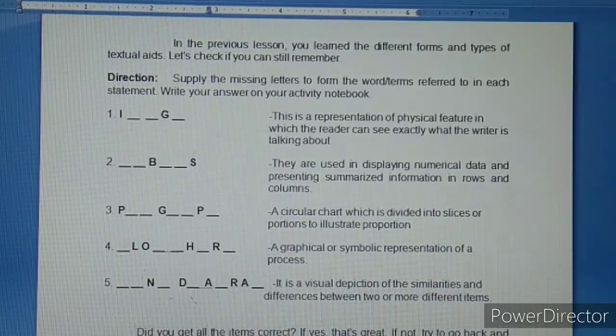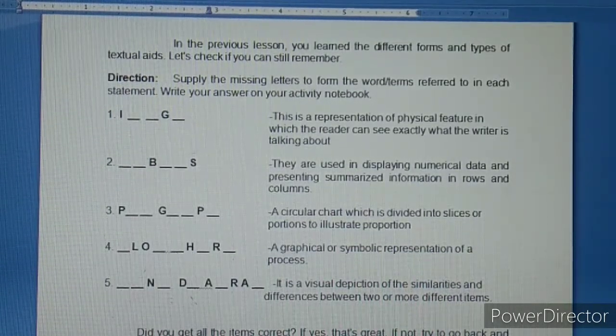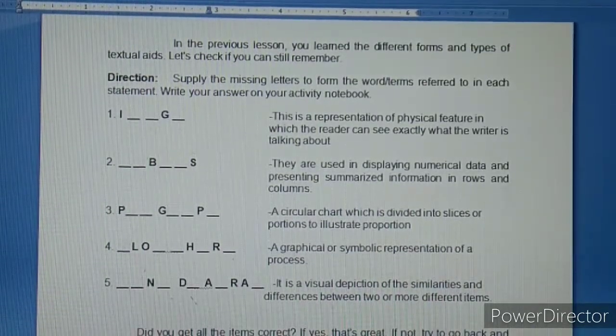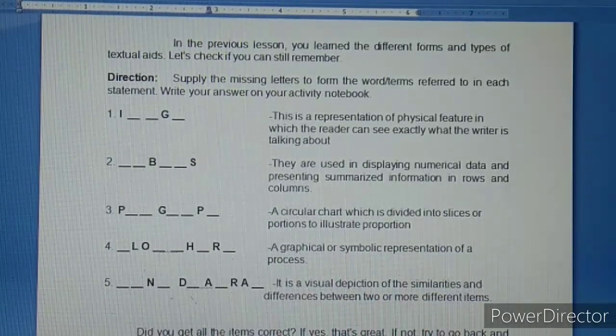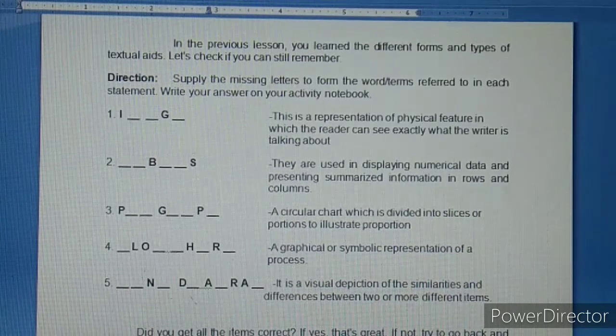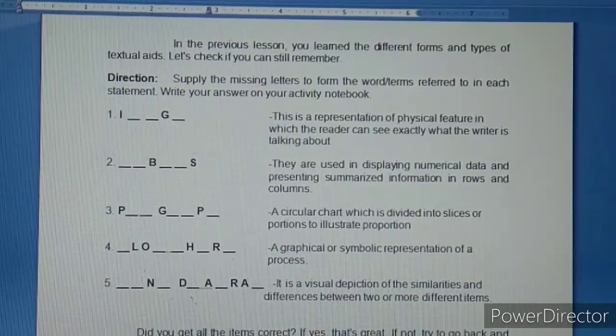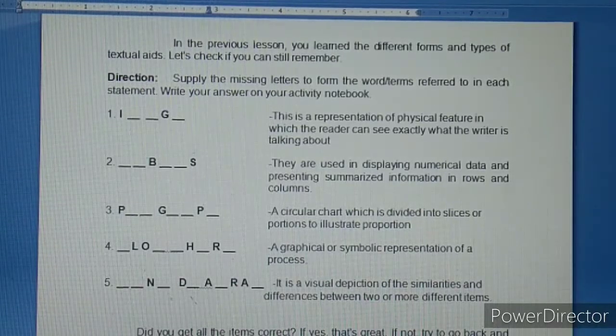Now let's move on to your second activity for this lesson. Here are the directions. Supply the missing letters to form the word or term referred to in each statement. Write your answer in your activity notebook. Number 1. The letters are I, G. This is a representation of physical features in which the reader can see exactly what the writer is talking about. What do you think is the answer for number 1?